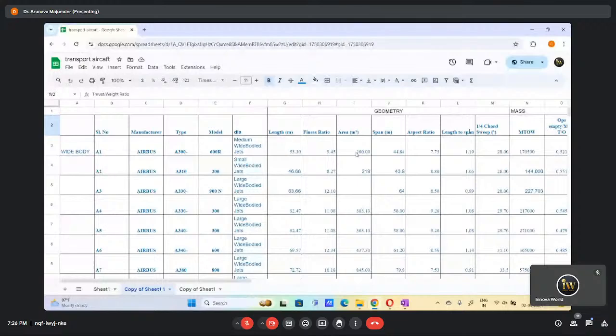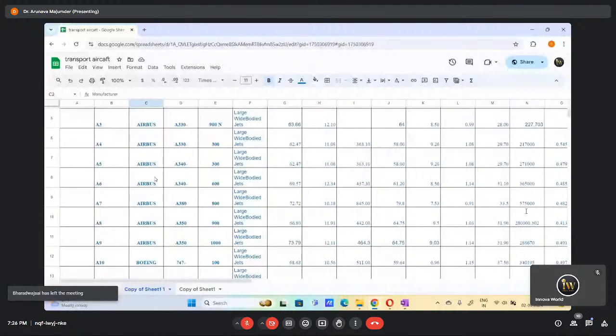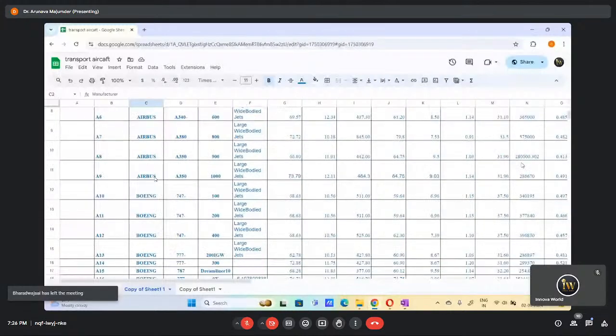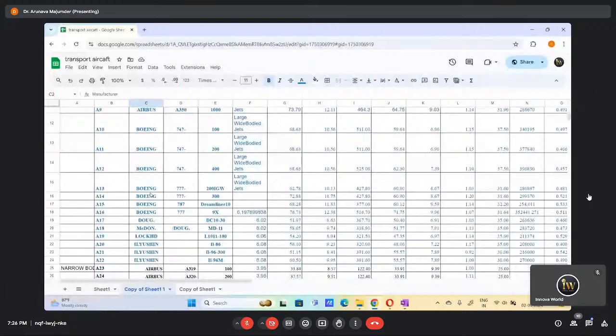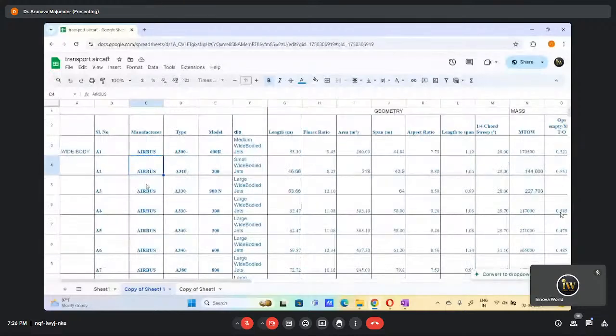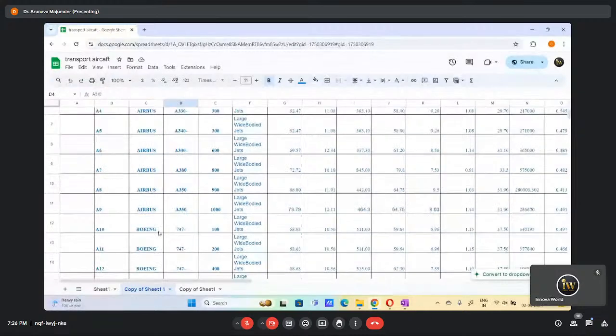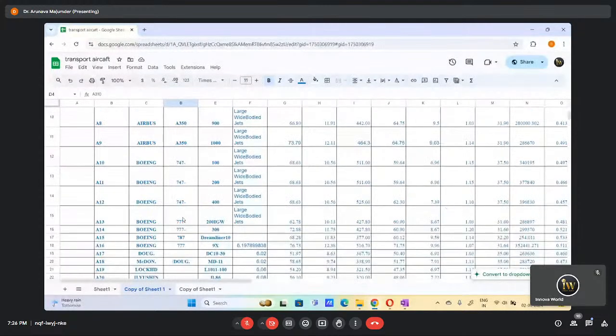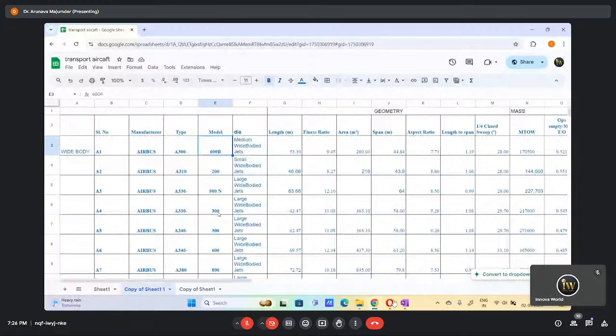You can see manufacturer is categorical because a number of categories are given here, either Airbus or Boeing, or Lockheed, and so on. So three or four different company names are written here, right? So this is categorical. Type is also categorical. You can see a limited number of types are there. Model we can also consider as categorical data.